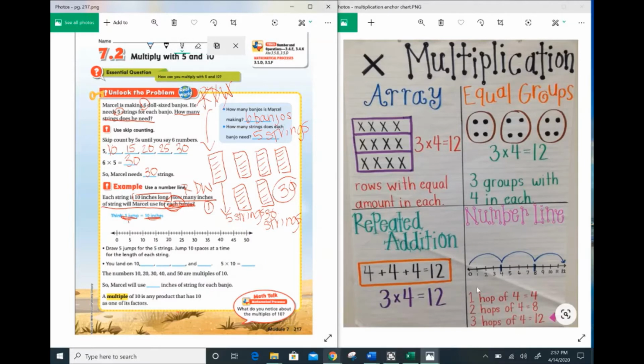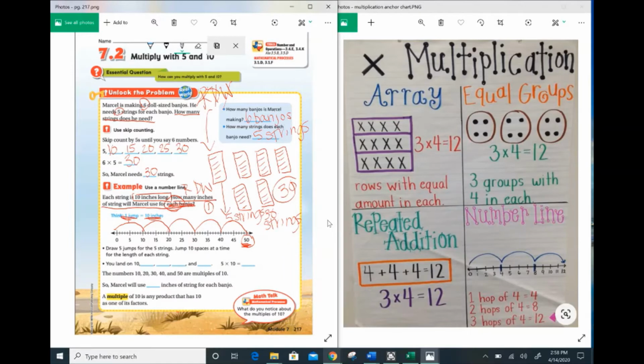Now if you look over here, we need to do 5 hops because we have 5 strings of 10 inches. So this is 1 hop, 2 hops, 3 hops, 4 hops, 5 hops. So we landed on 50. He's going to need 50 inches for each banjo.